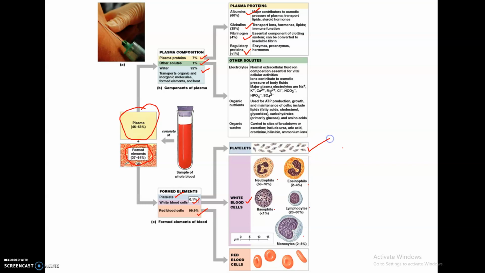Now, platelets up here. Platelets are little formed elements. They're cellular fragments that help make a blood clot when you get cut. So platelets form the platelet plug to help seal up a damaged blood vessel. And then, of course, the ever famous red blood cells here.